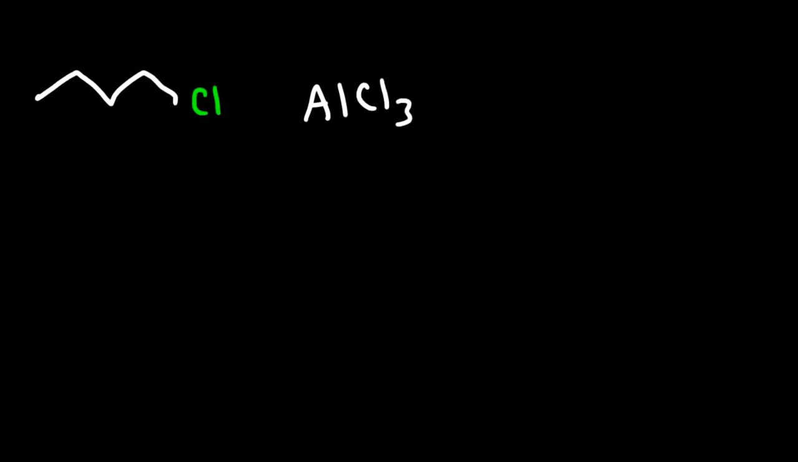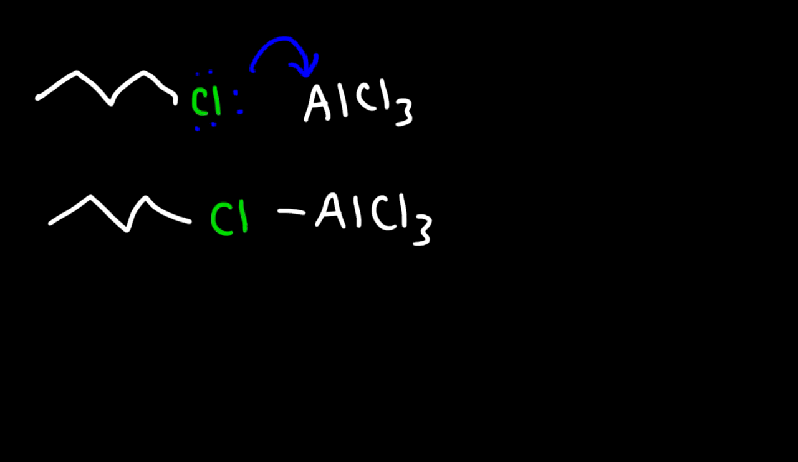So the first thing that's going to happen is the alkyl chloride is going to react with the Lewis acid catalyst. And so we're going to get an intermediate that looks like this. When aluminum has 4 bonds, it's going to have a negative formal charge. And when chlorine has 2 bonds, it has a positive formal charge and 2 lone pairs.